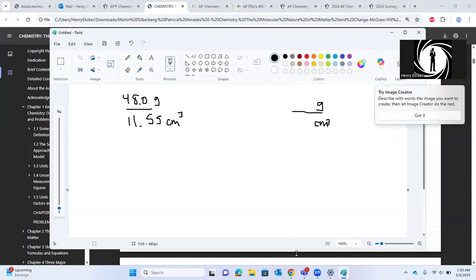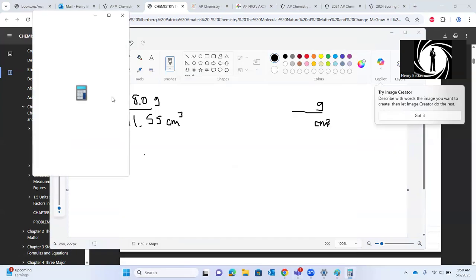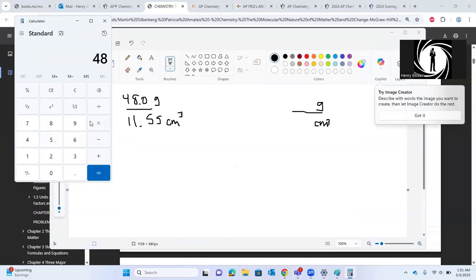So 48 divided by 11.55. So I'm still used to Windows 10. All right, so 48 divided by 11.55.